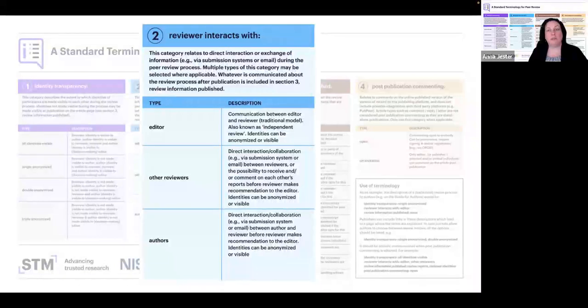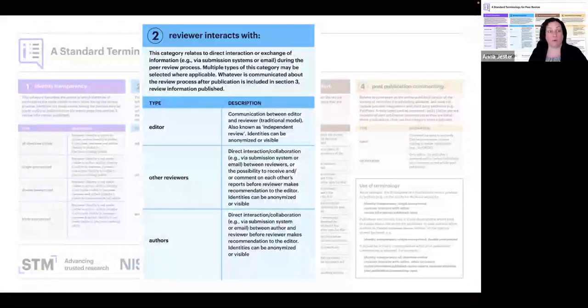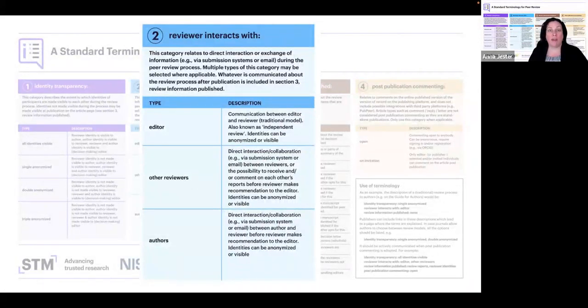The internet has enabled a lot of things, including some positive things, as we know, including allowing reviewers to interact even with each other. So it's really important to know whether or not the reviewers interact just with the editor, or if they also can interact with other reviewers, or even with the authors, which is definitely a much more collaborative type of process as well.